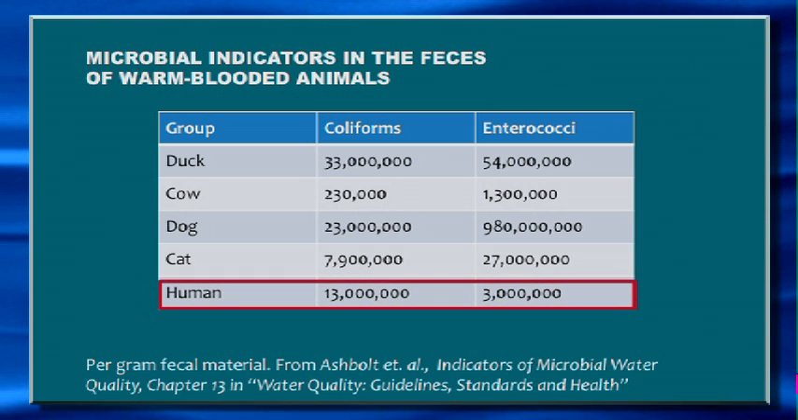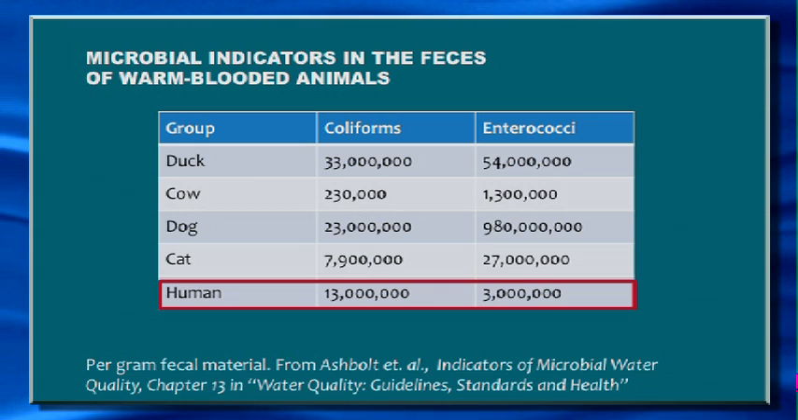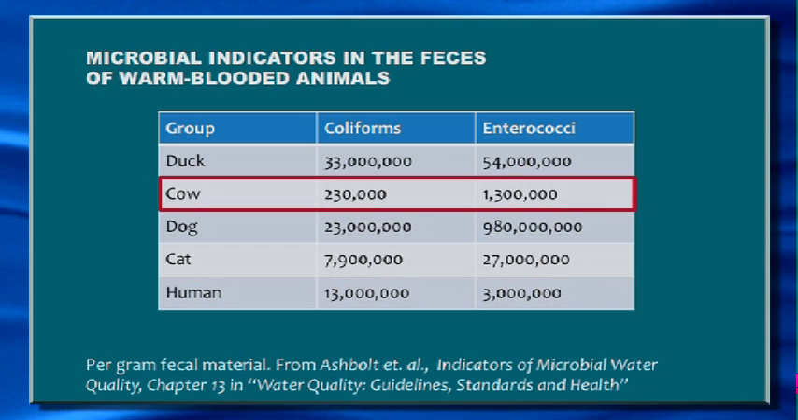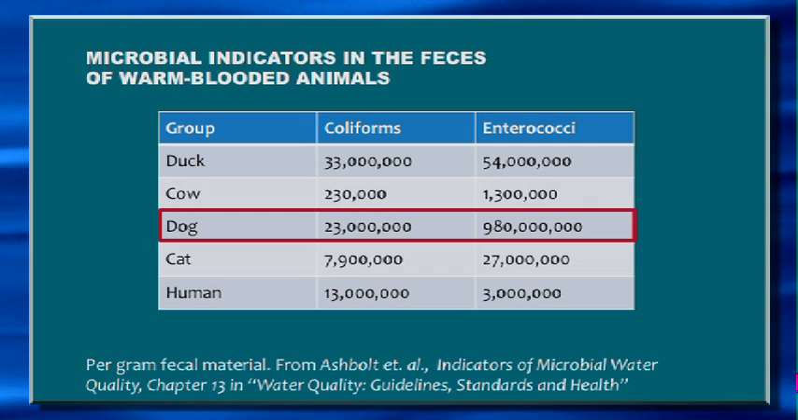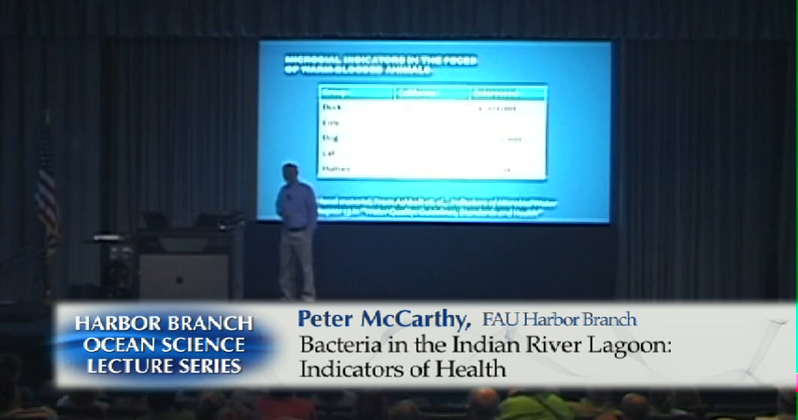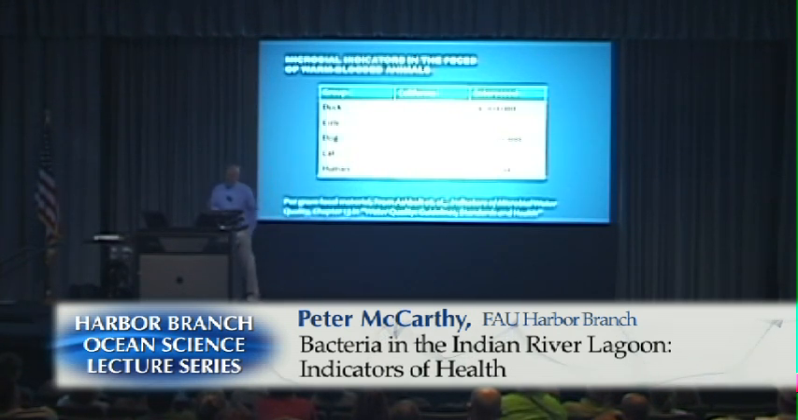This is not in any particular order, but down the bottom you can see that per gram of fecal material we have something like 13 million coliforms and 3 million enterococci. Cows, which you might think of as being rather dirty and disgusting, have less. Okay? Dogs, look at that. Nearly 1 billion enterococci per gram of fecal material. So if any of you have dogs, please clean up after your dogs.